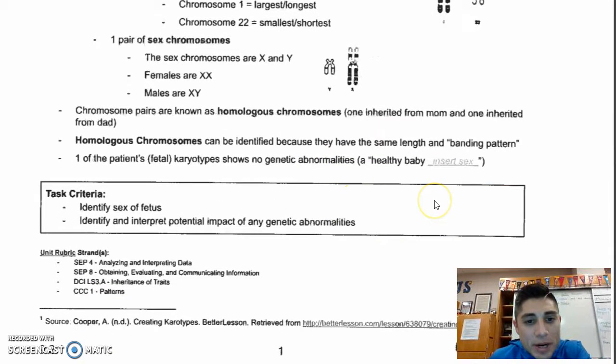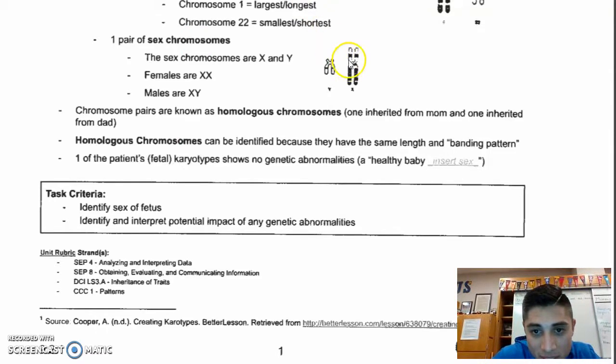So chromosome pairs are known as homologous chromosomes, where one is inherited from mom and the other one is inherited from dad. Homologous chromosomes can be identified because they have the same length and banding pattern. So read that again. In other words, the pair can be identified because they have the same length.